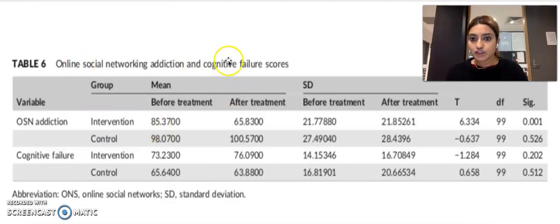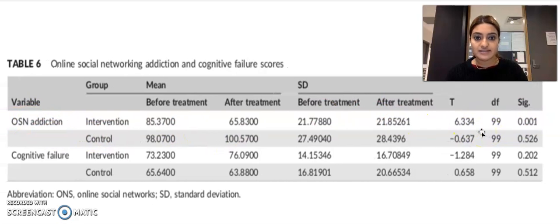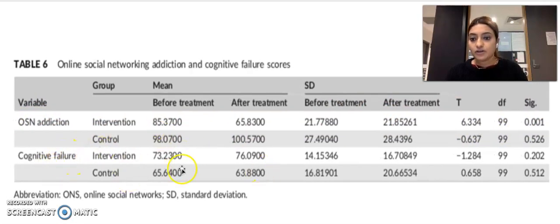But in terms of the actual mean scores, you can see a significant decrease from 85.37 to 65.83 when it comes to online social networking addiction. So this hypothesis was accepted. With cognitive failure, there were no clear significant results established. So that hypothesis was rejected.